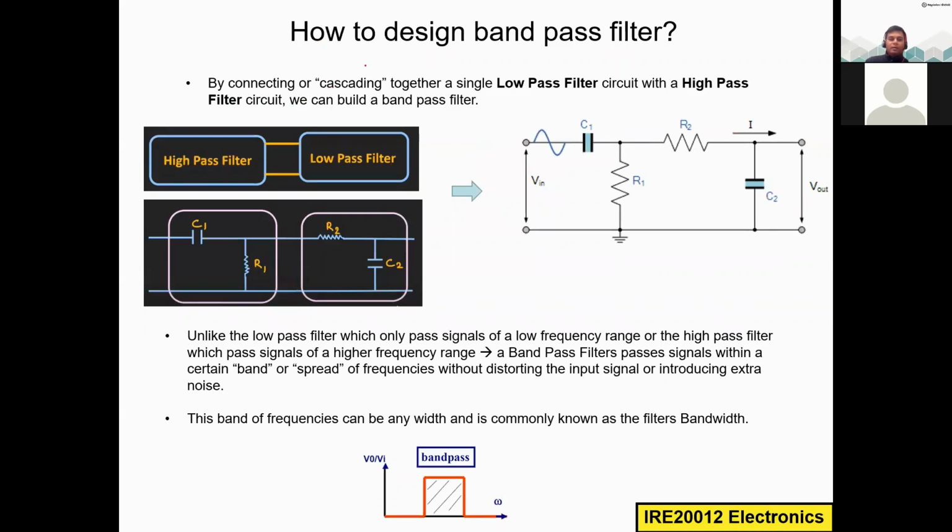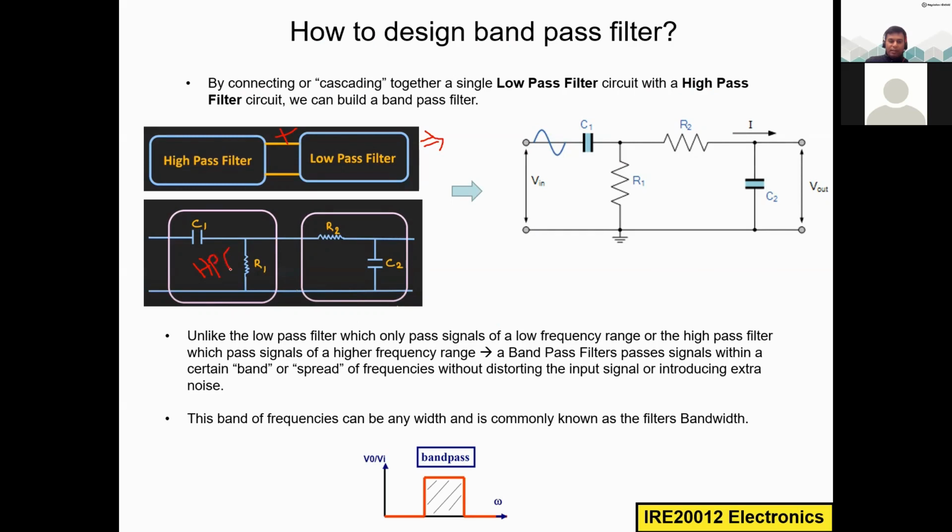How can we design this band pass filter? It's very simple. By cascading the low pass filter and high pass filter together, we can construct the band pass filter. I just put here a high pass filter and then a low pass filter, cascading them together. Then it becomes a band pass filter. So how can we design the passive high pass filter? We know the capacitor is in series mode and then the resistor in parallel mode. This is forming the high pass filter.